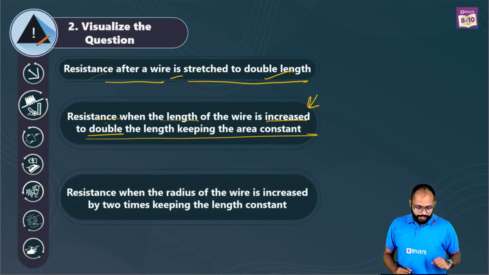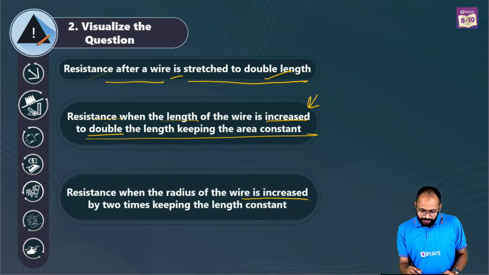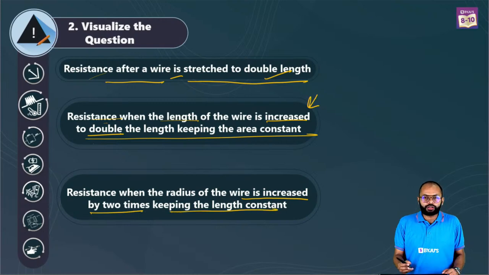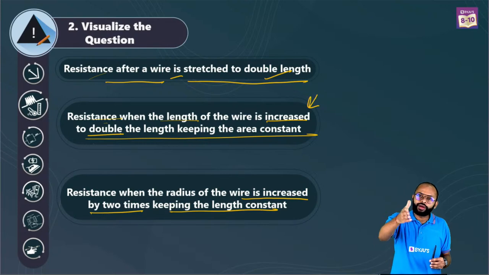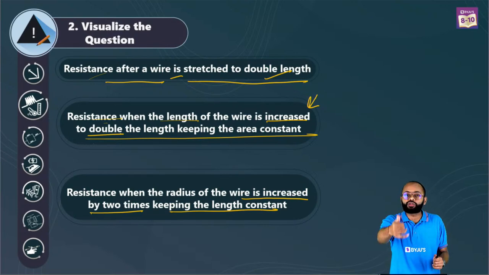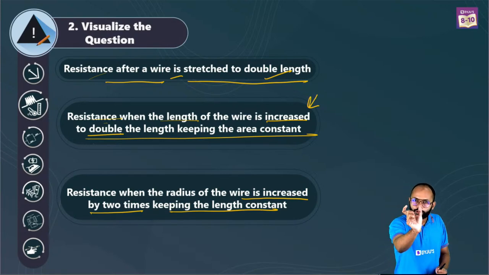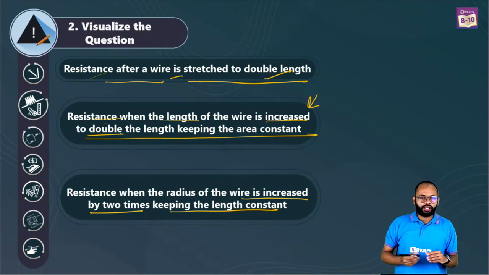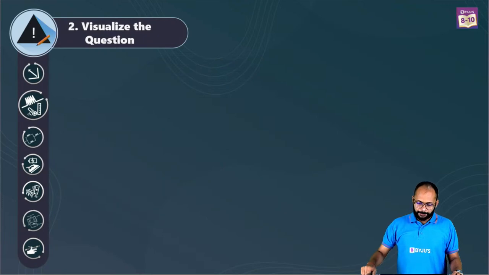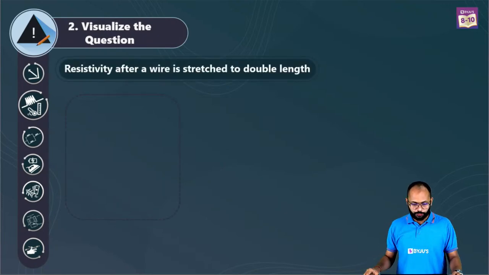Second, let's take a look. Resistance when the radius of wire is increased by 2 times, keeping the length constant. So the question will tell you whether it is going to keep something constant or it is going to change, but in changing, focus on the word stretched. Thick, right? Thank you, Pinky. All right.